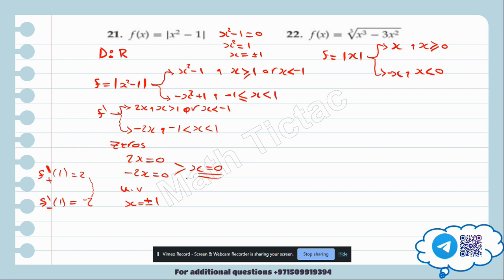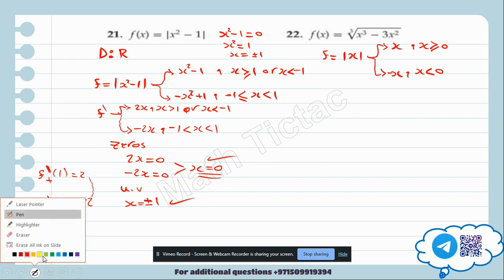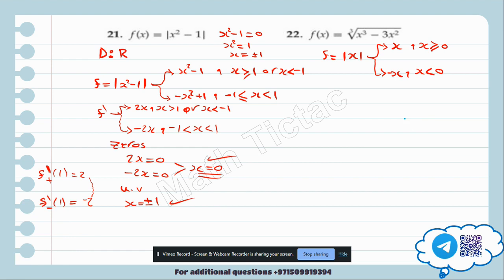So the zeros, we found 0 only, and undefined values we have positive and negative 1. And what about if they are included in our domain? Yes, all of them are included in our domain. Now let's find out the local points.